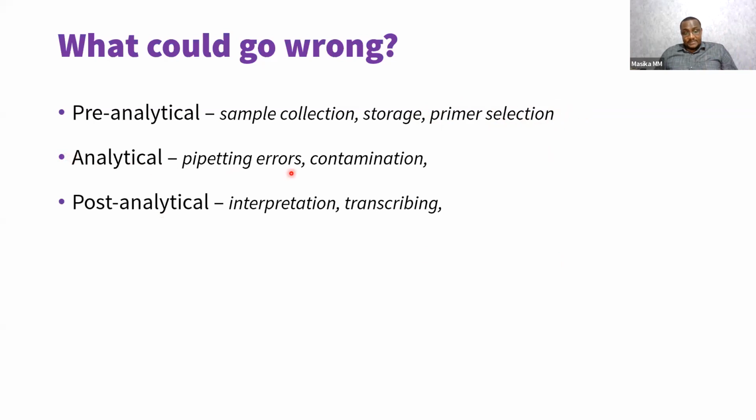Analytical errors could be pipetting errors. Now the volumes we get, for example, the volume we put in a single tube for DNA polymerase is so tiny that you may not even see it, that you may not even know that you have dropped it into the well. So pipetting errors can occur. You see, if you don't put the enzyme, nothing will happen.